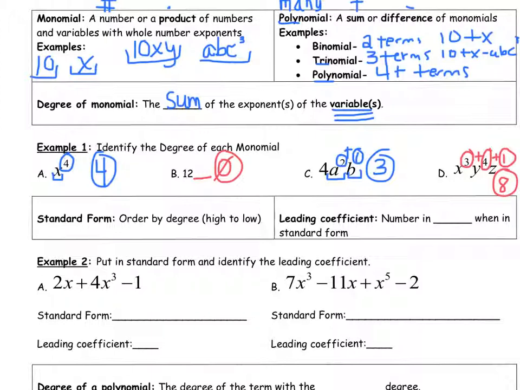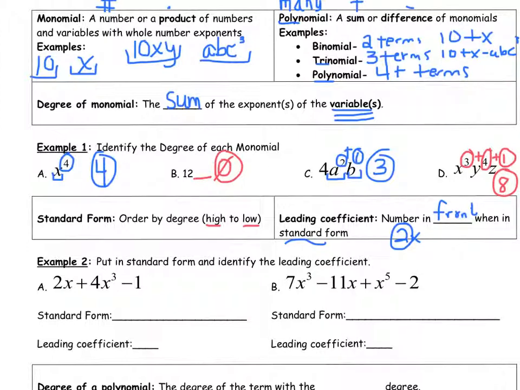To put a polynomial in standard form, think of it like when you order yourselves from tallest to shortest. The highest degree goes first, and then the lowest degree goes last. The leading coefficient, once you already have it in standard form, is the number in front. Coefficient, like if you had 2x, the coefficient would just be the 2. And so the leading coefficient is the first number once it's in standard form.